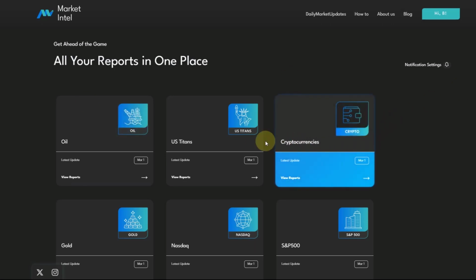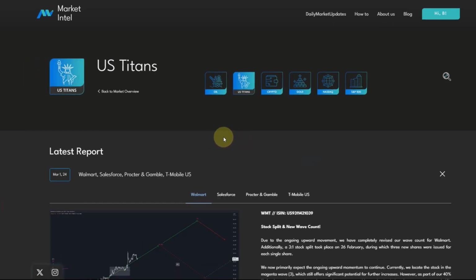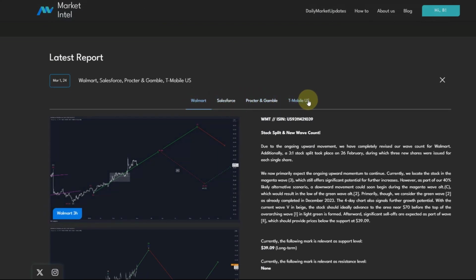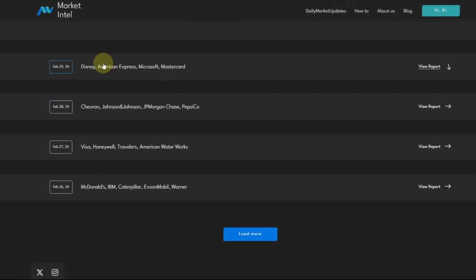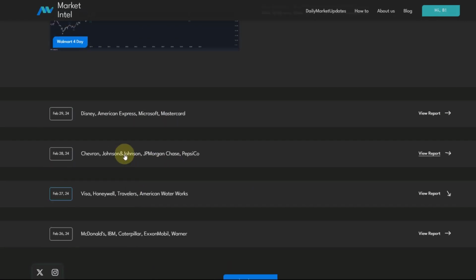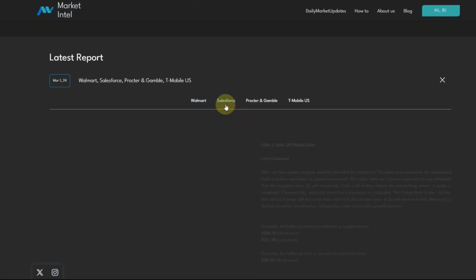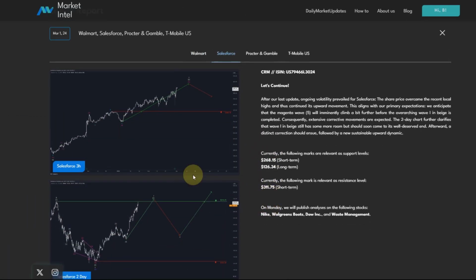Let's take a look actually at Salesforce. So we click on our stocks category and here you can see the other stocks that we updated as well. If you scroll down, you see the other ones as well. So again, if you register for free, you can get all of these updates and the stocks are updated regularly. Now we have to click on Salesforce.